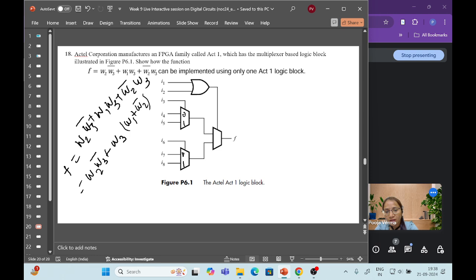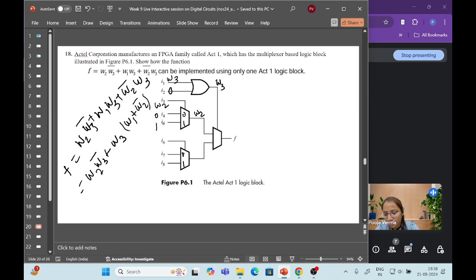So here it is an OR gate, right? If we give W3 here and 0 here, the output of this is W3, right? W3. If we give W2 here, 0 here, 1 here, what will be the output here? W2 dash, but it is 0 and W2.